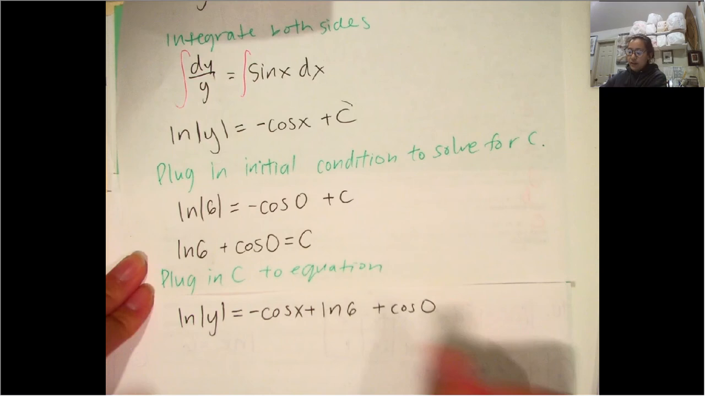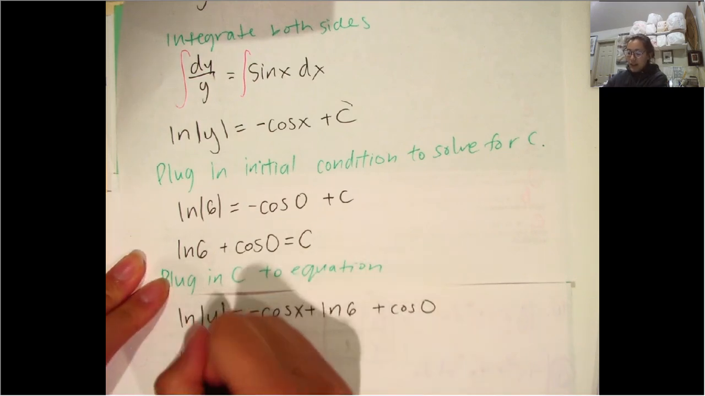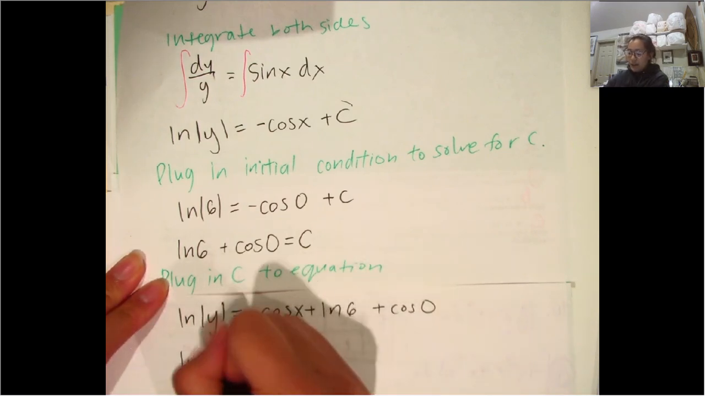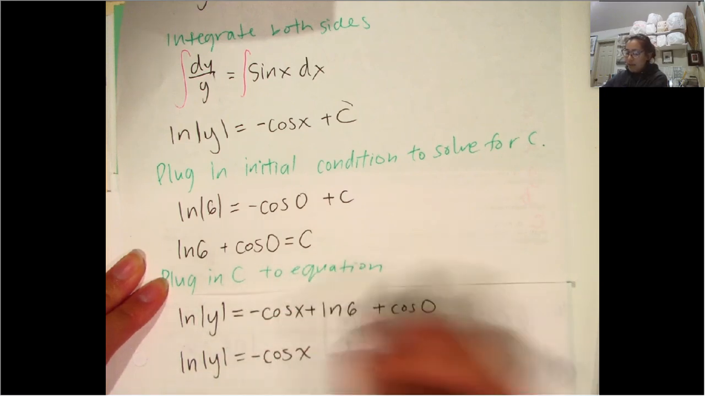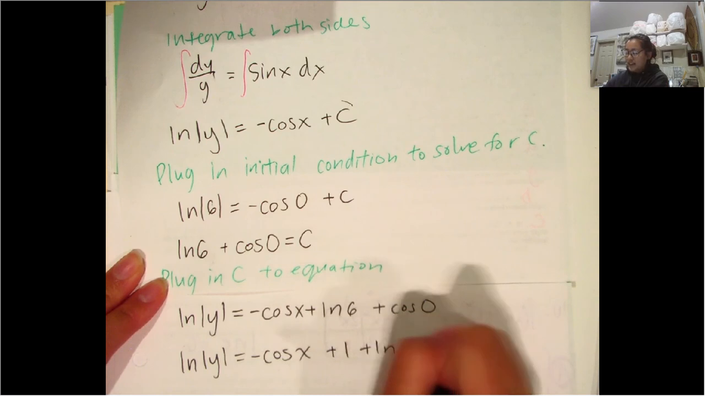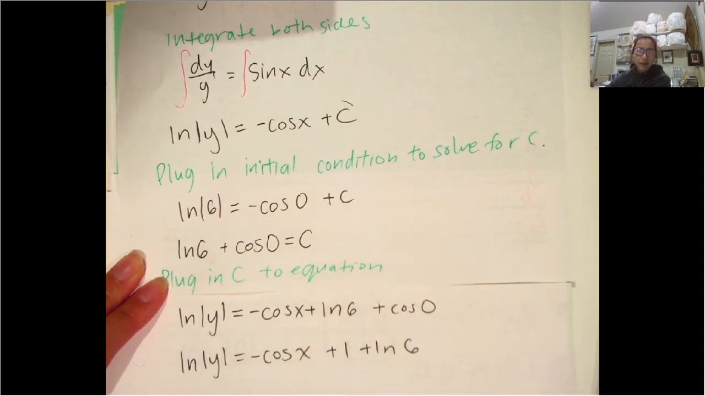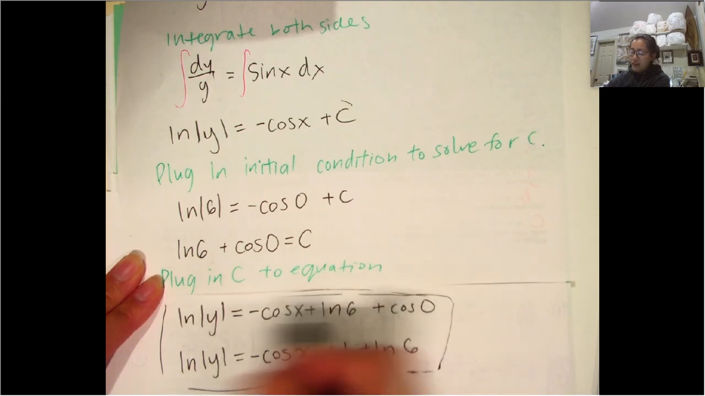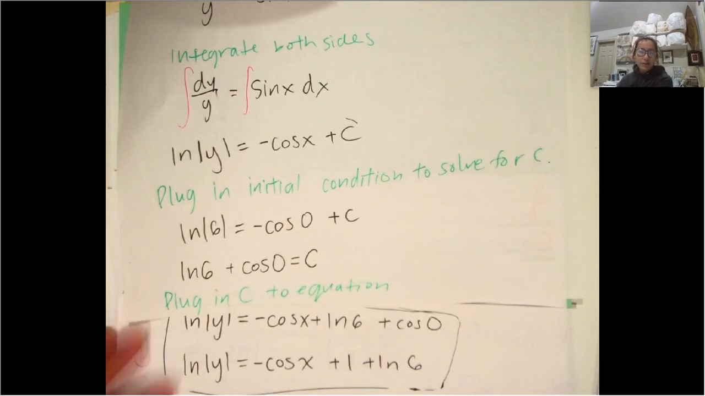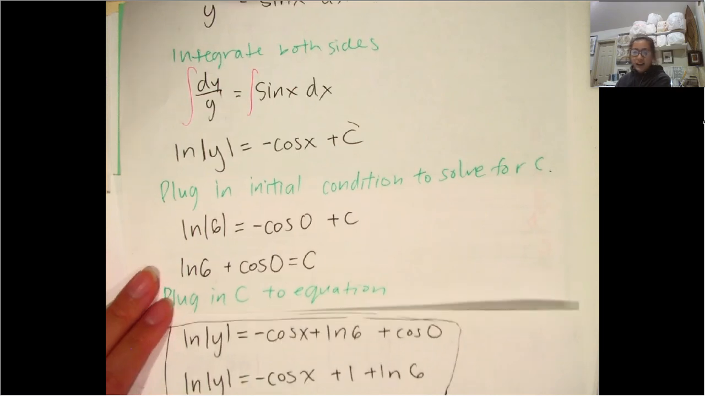So of course, if you were to simplify this a little bit, you could get ln of absolute value of y equals negative cosine of x plus 1 plus ln of 6, because cosine of 0 is 1, but it doesn't matter, either one of these work. You have now found the particular solution because you found your equation and you solved for C and plugged it back in. So there you have it.